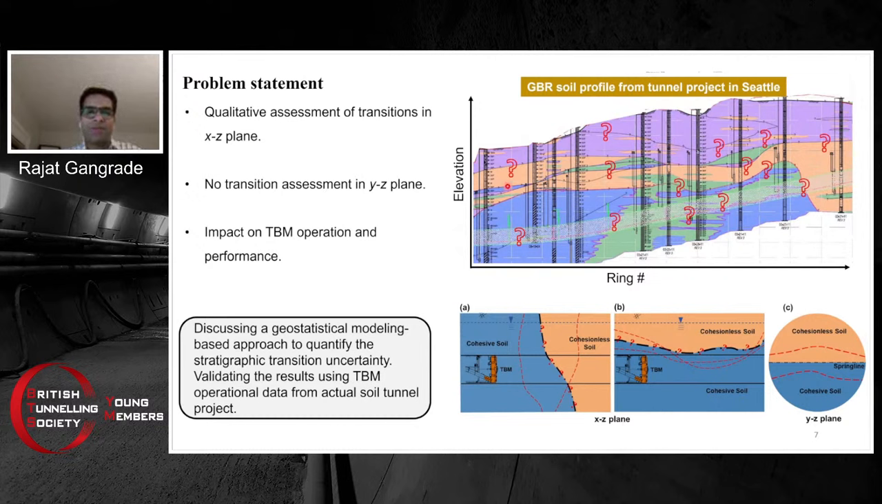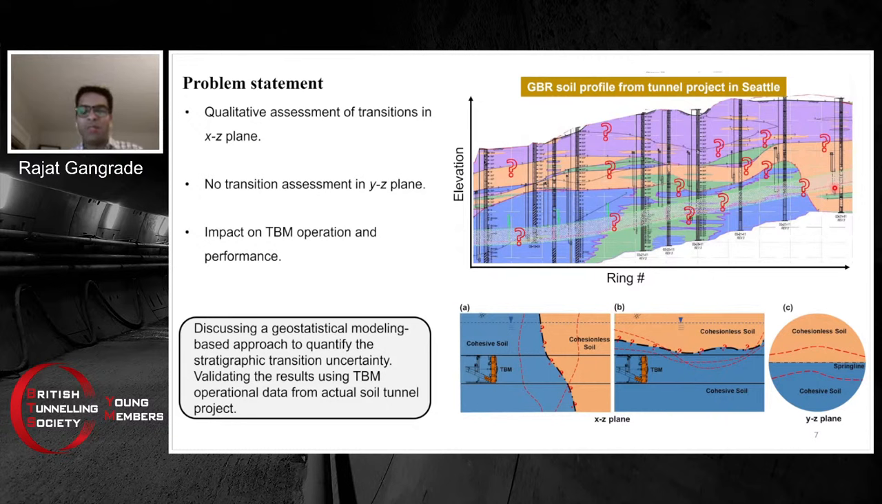But there are these question marks between every soil transition, especially those that are very critical in the tunnel zone. So there's a transition occurring from blue to green material in the top figure, and we do not know where the transition is going to be. So there is only a qualitative measure, and we are looking at a 2D profile along the tunnel center line.